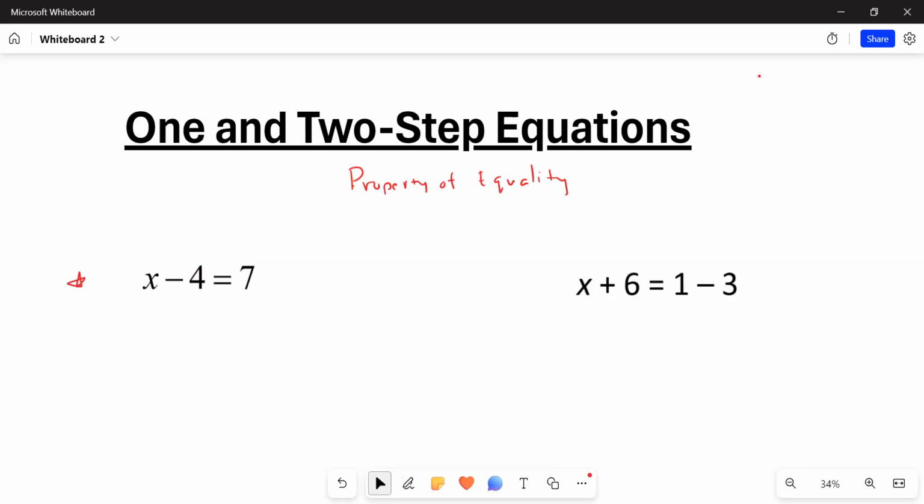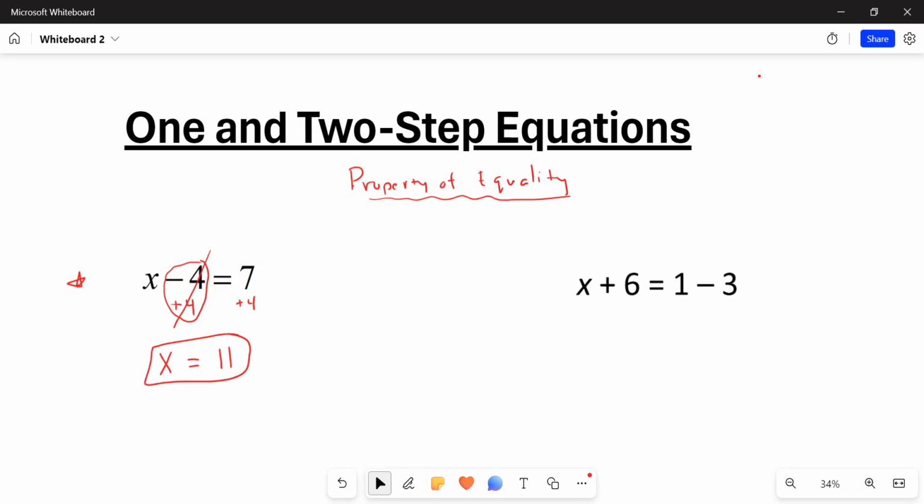x minus 4 equals 7. You could probably do that in your head because what we're really asking is what number minus 4 is 7. You might quickly notice that it's 11. If you were to use the property of equality, though, you would add 4 to both sides. The reason you would add 4 is because you'll find an opposite here. Negative 4 and positive 4 add up to 0, and we're just left with the value of x. On the right-hand side, 7 plus 4 is 11. Final answer, x equals 11.